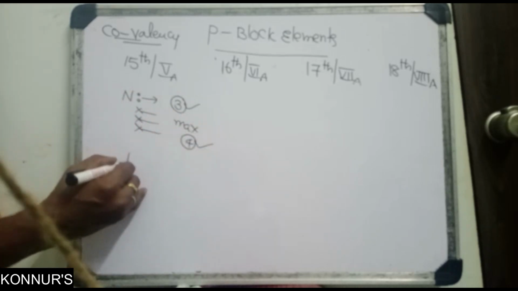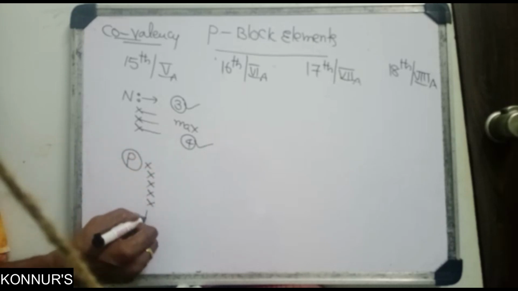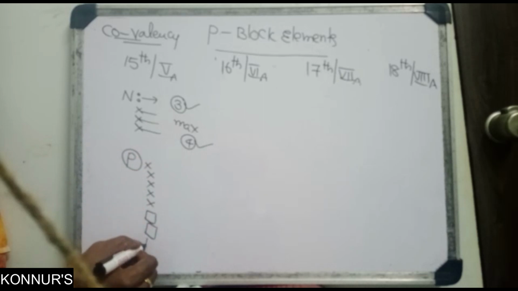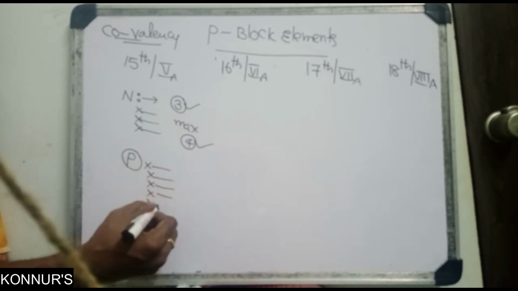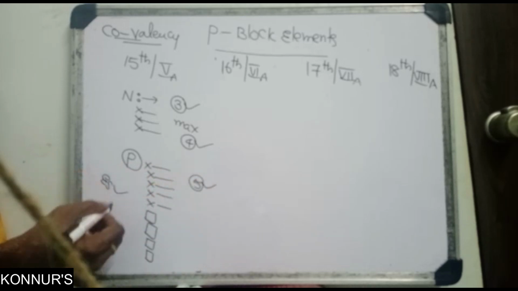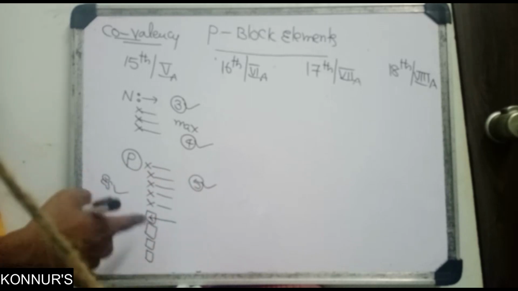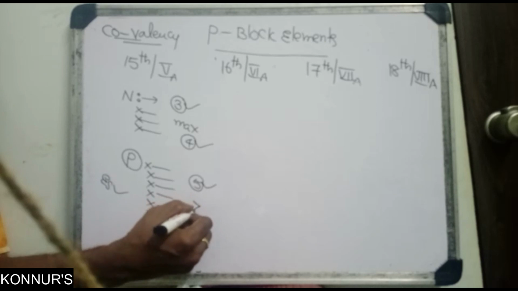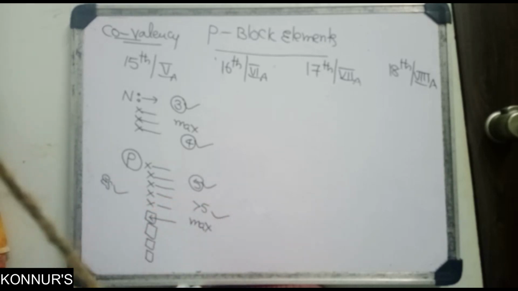Next, you take phosphorus. Phosphorus has 1, 2, 3, 4, 5 electrons. Next, empty boxes are there, so it can form 5 bonds. Because an excited state is present, it shows 5. Empty orbitals are there, so if anybody donates, it can readily take. So greater than 5 is also possible as a maximum.